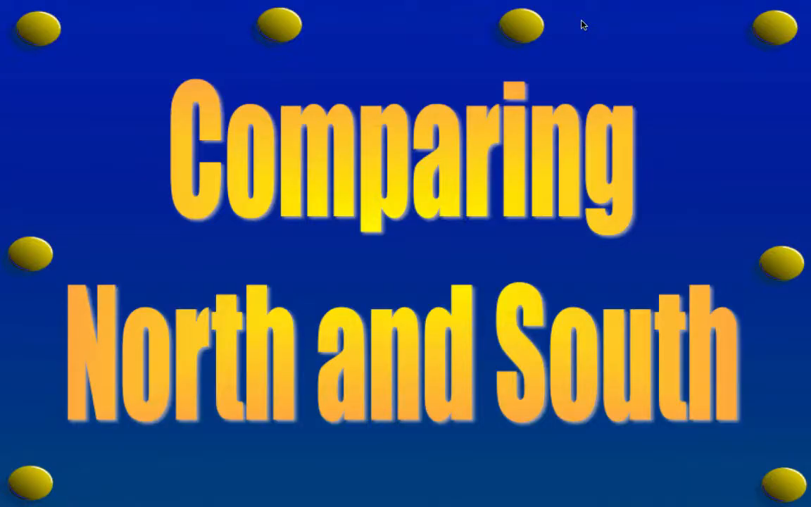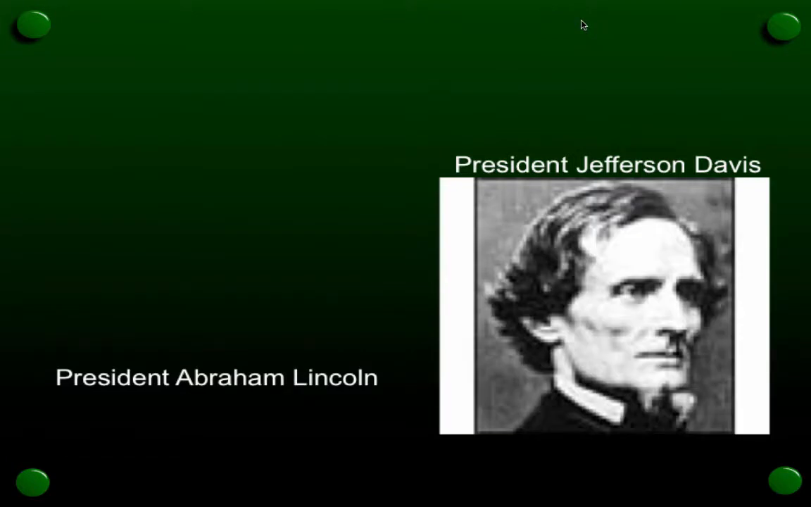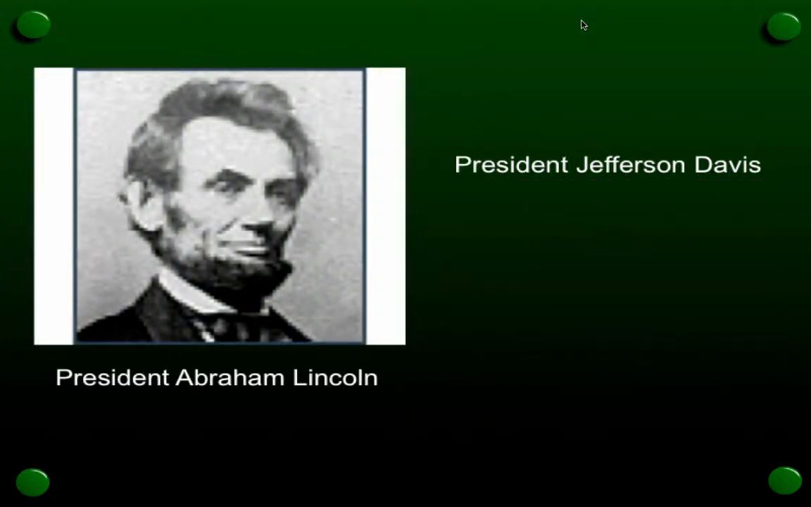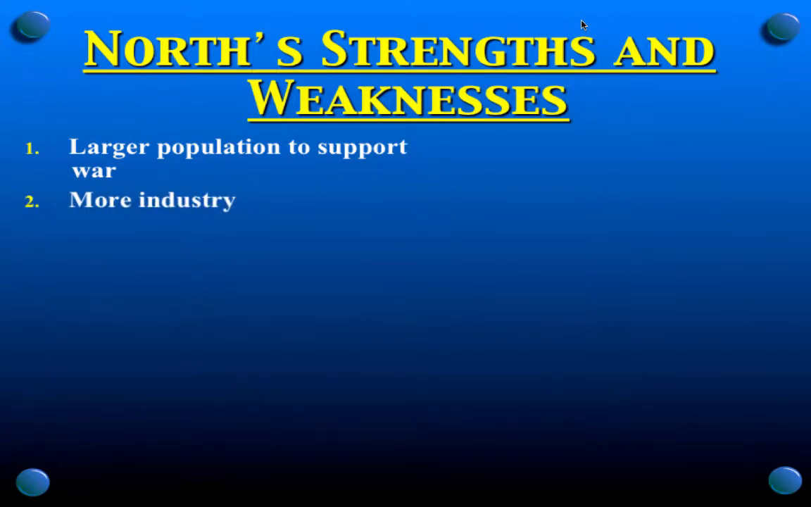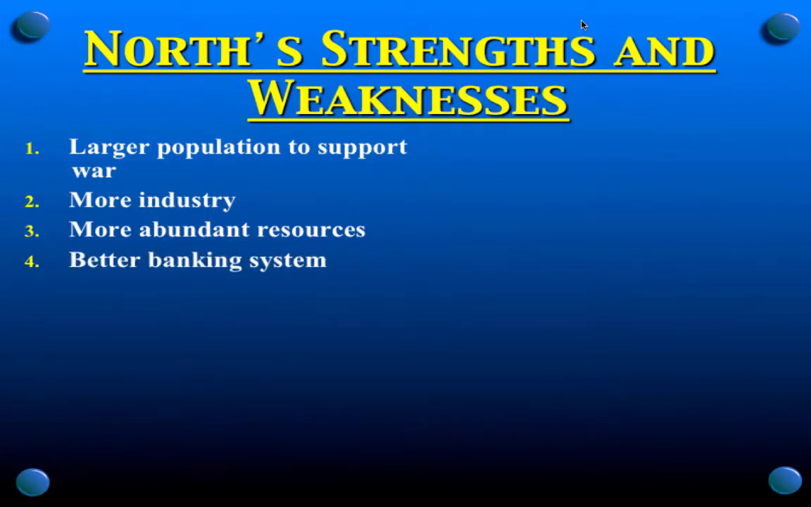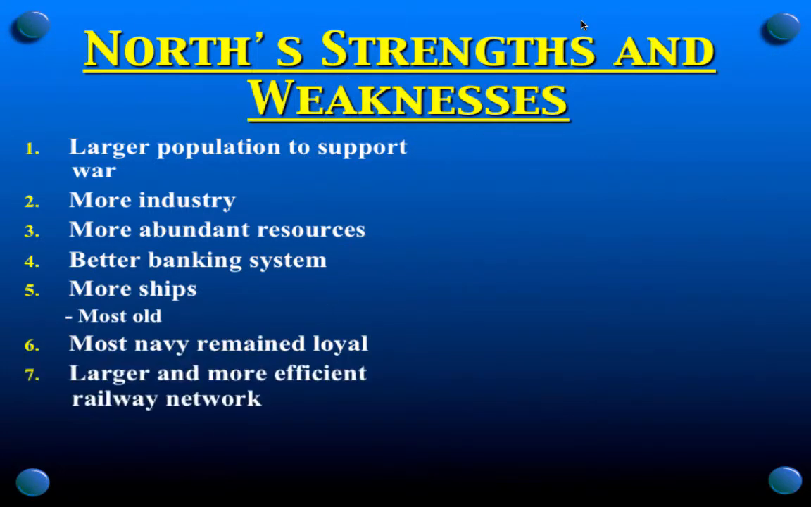Now, before we go much farther, we need to do a little bit more comparison of the North and the South. First of all, we got to look at the presidents. Jefferson Davis, he was a president for the Confederate States of America, and Abraham Lincoln. Now, the North had several strengths. So this first section is going to be strengths. Larger population, more industry, more resources, better banking, more ships, most of the Navy remained loyal, and a larger and more efficient railway network.